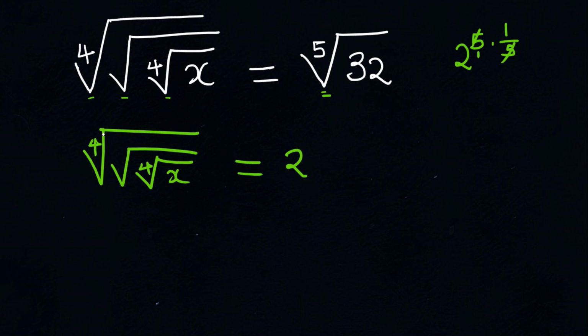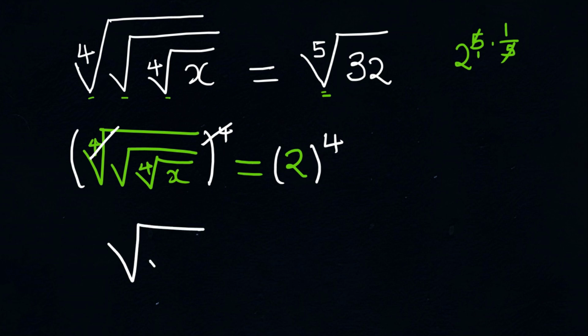And then from this step we're going to get rid of this fourth root, so we're going to have to put the whole expression to the power of 4, and then we'll do the same to the right hand side. So sorry about that. So this should be 2 to the power of 4, and then this is going to cancel this, and then in the end we're going to be left with the square root of the fourth root of x is equal to 2 to the power of 4.